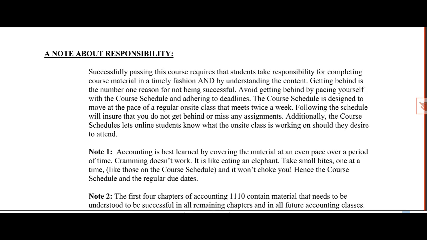So, a quick note about responsibility. Please listen to this, if nothing else. Successfully passing this course requires you take responsibility for completing the course material in a timely fashion and that you understand the content. Getting behind is the #1 reason for not being successful, so avoid getting behind by pacing yourself using our wonderful course schedule by adhering to the deadlines. The course schedule moves at the pace of a regular on-site class that meets twice a week. Following the schedule will ensure that you don't get behind and that you won't miss any assignments.